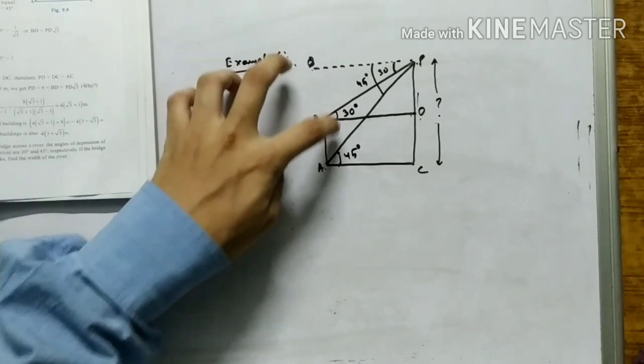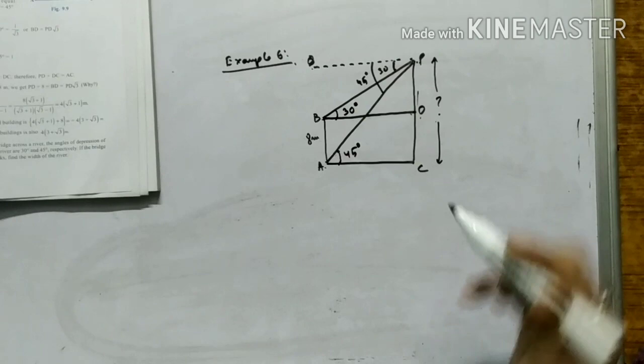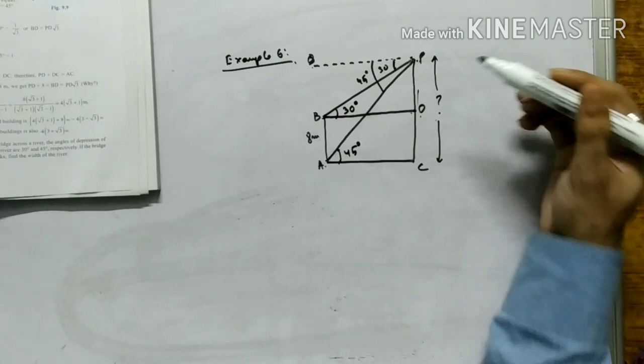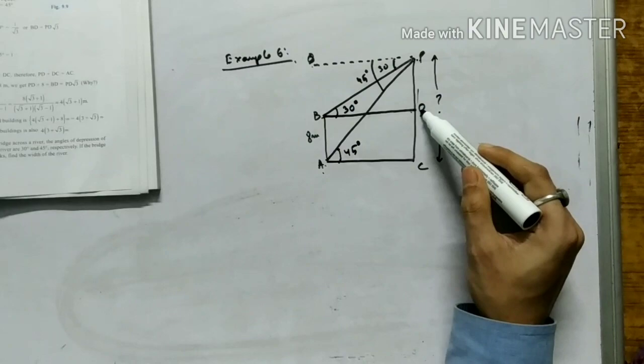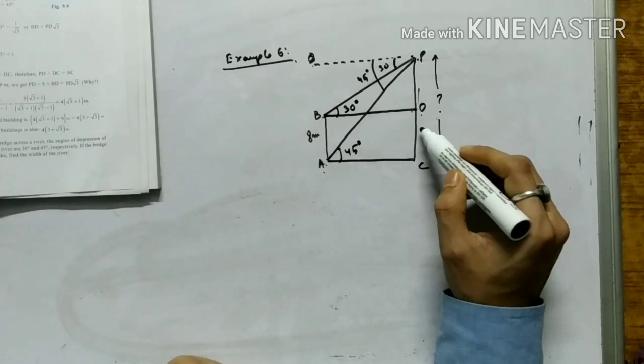Now I have to find the value of PC here, the height of the multi-story building. So in here you see BA and DC will be equal. This is 8 meter, so DC will also be 8 meter. Understand? DC will also be 8 meter.